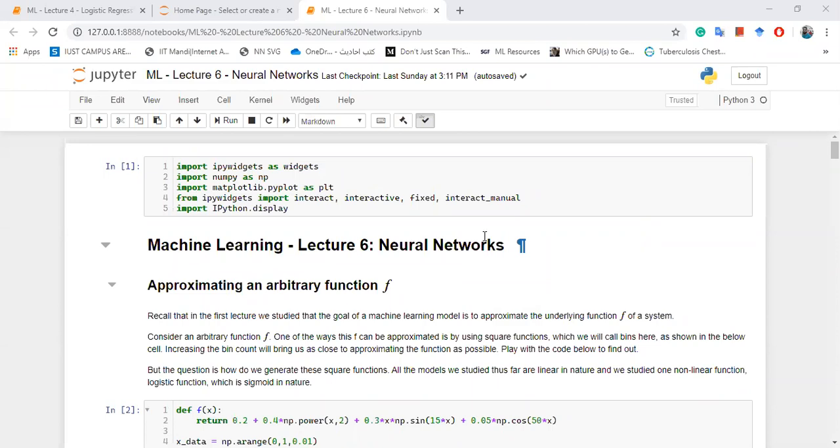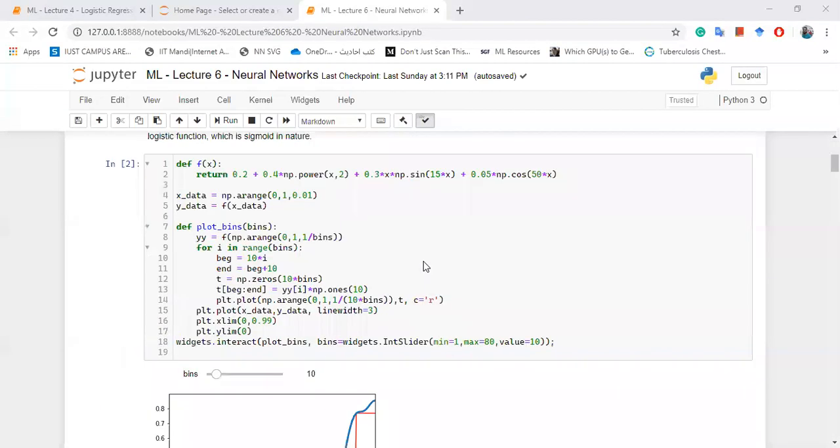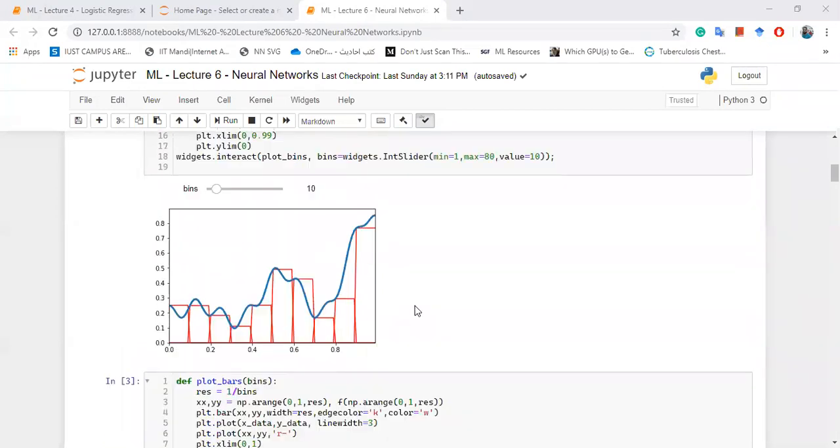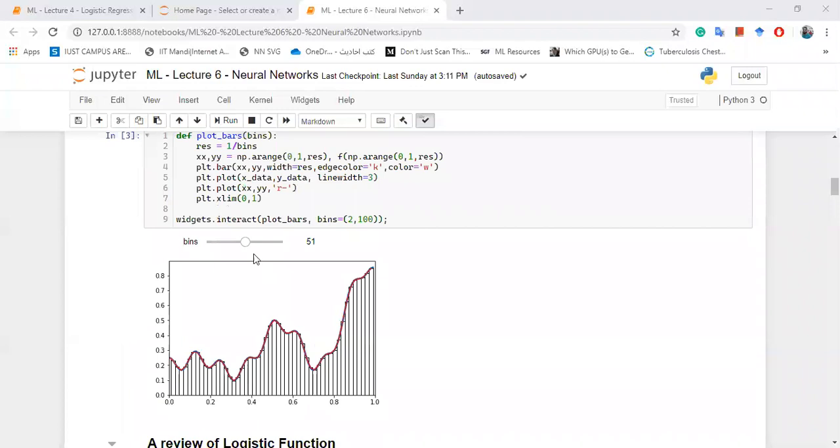Fine. So before diving into neural networks, let me recap a bit what we did in the last lecture. That was, I think, on last Wednesday. So in the last lecture, we saw that any arbitrary function, any graph, in this case it was this blue curve, can be approximated by a bunch of squares or the square waves.